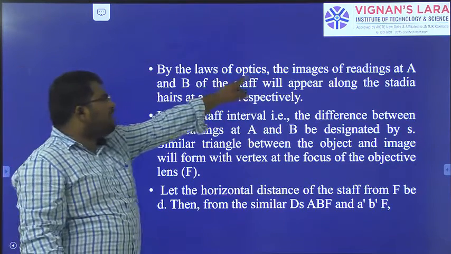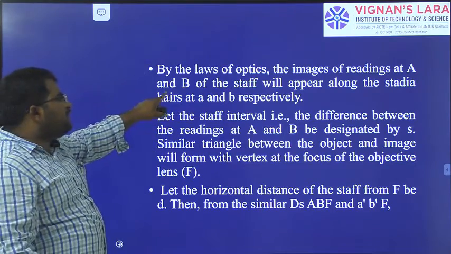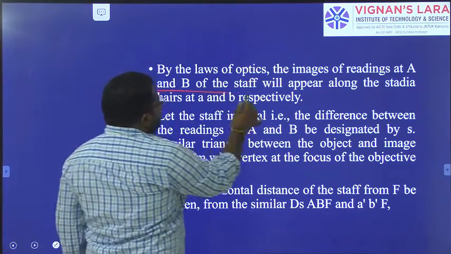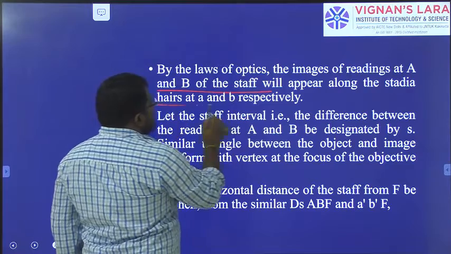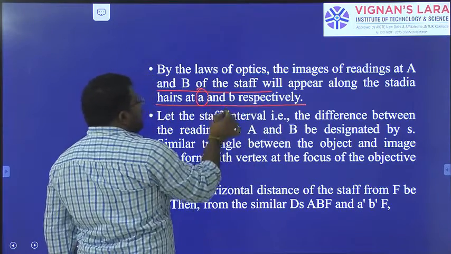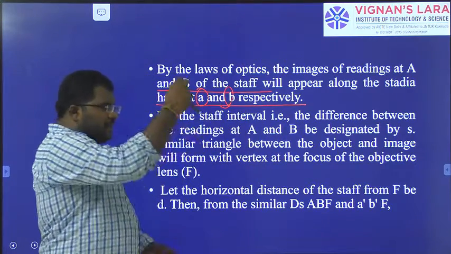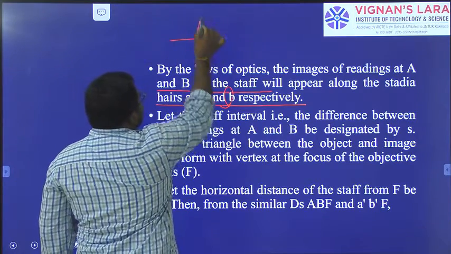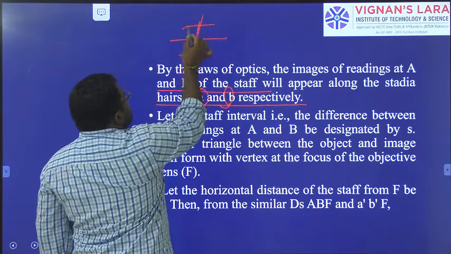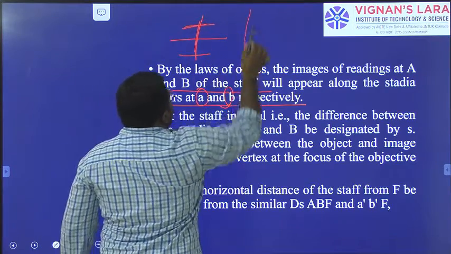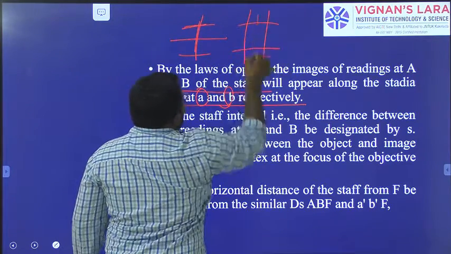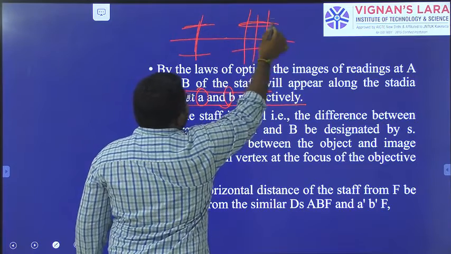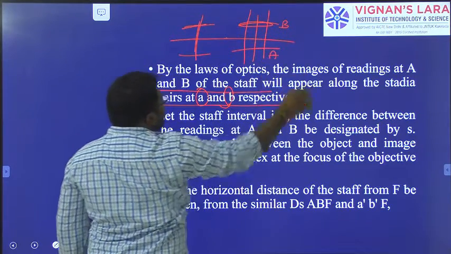Now, by the laws of optics, the images of reading set A and B of the staff will appear along with the stadia aids A and B, right? So both stadia aids, seen from the staff, intersect at two points on the staff. This is called B and this is called A.